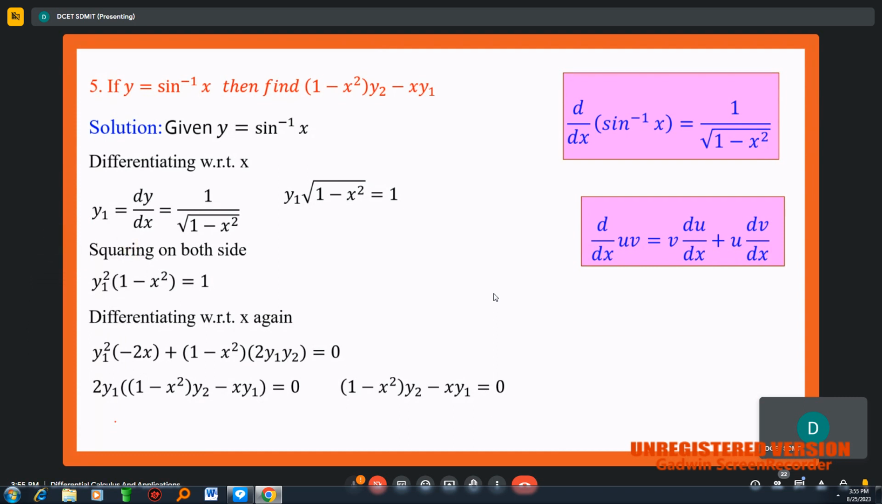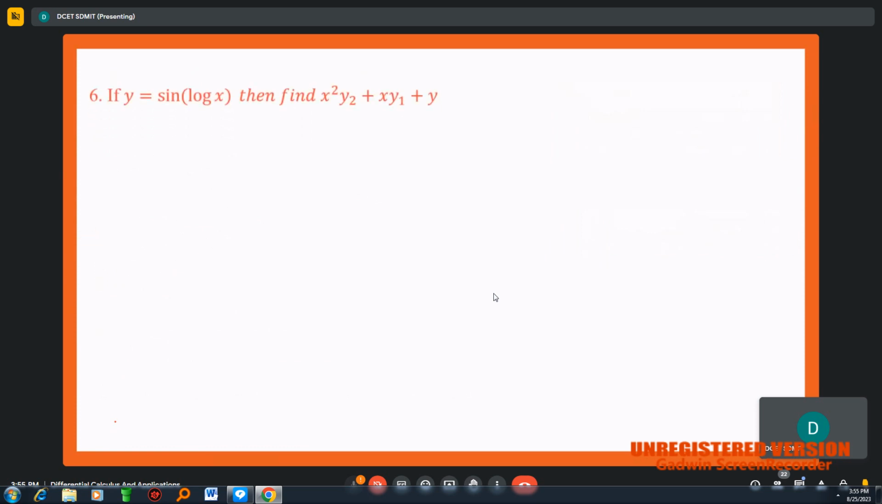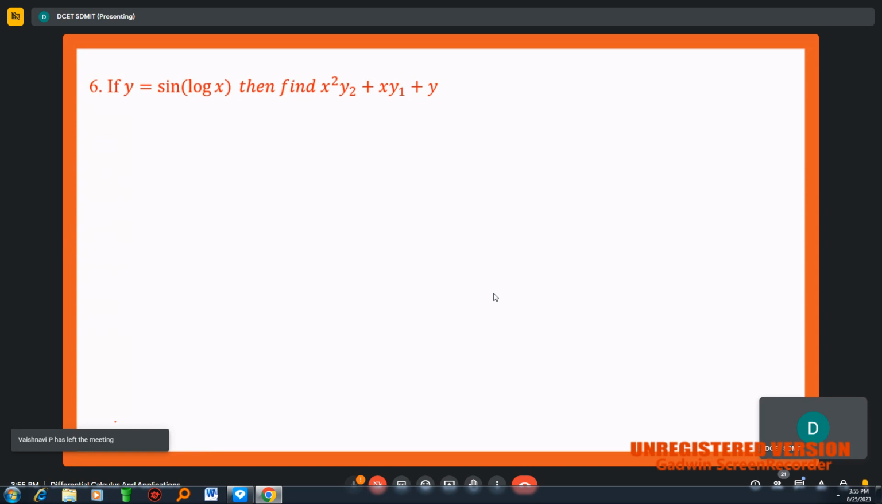Okay. Next problem, see here. If y is equal to sine of log x, then find x square y2 plus x into y1 plus y.